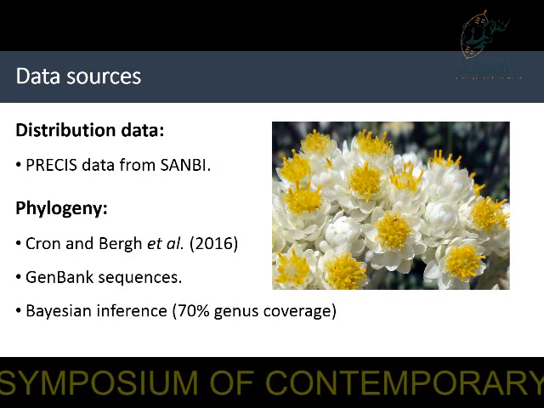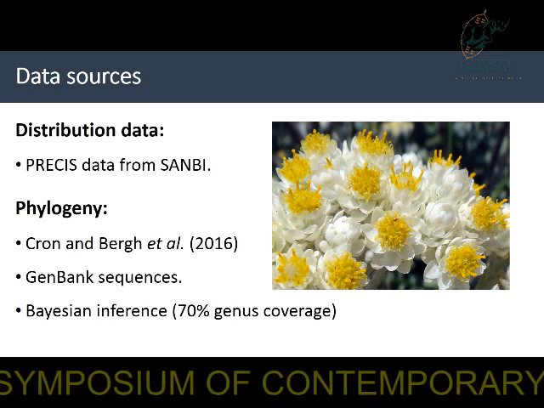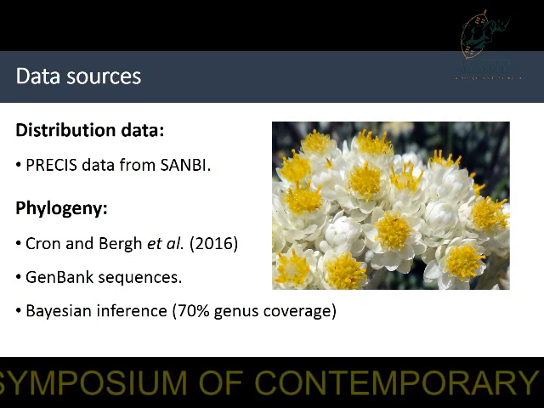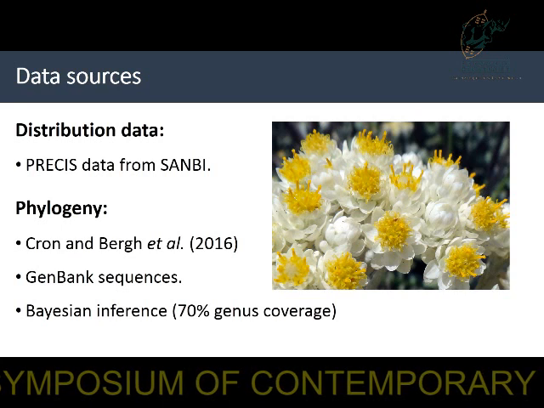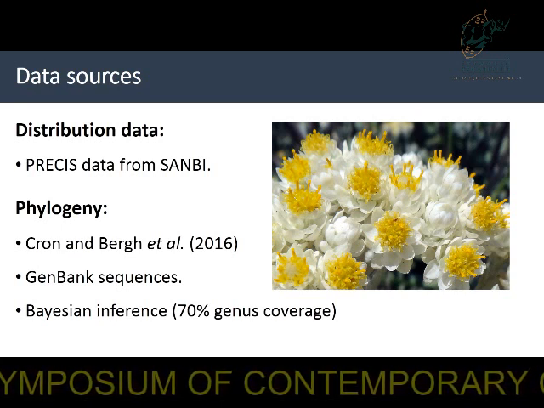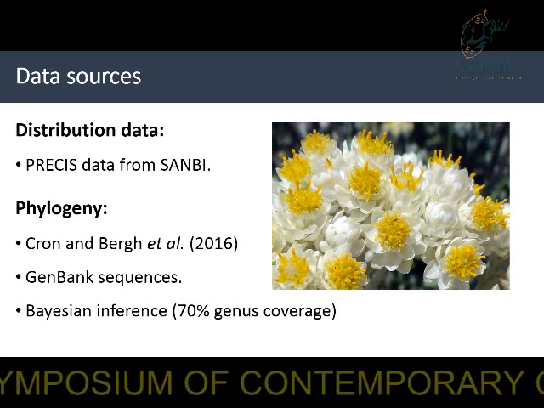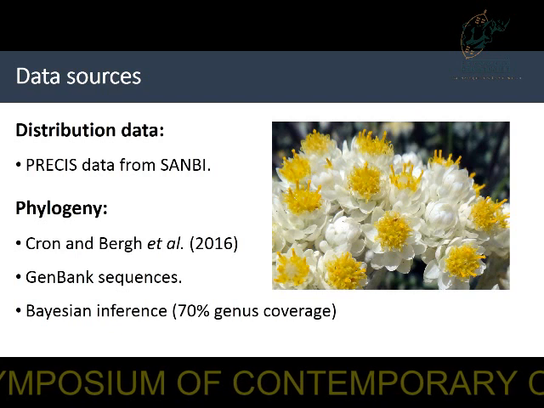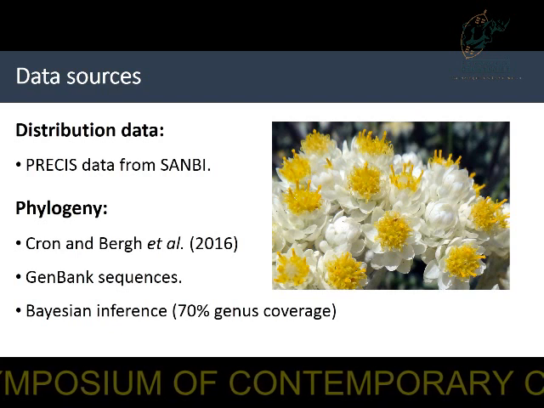Phylogeny data was used to root the tree, and there was a 70% genus coverage, meaning that 170 of the 242 species in southern Africa were used in the phylogeny. A Bayesian inference analysis was conducted, and the majority rule consensus tree file was then imported into Mesquite for editing before analysis in Biodiverse.